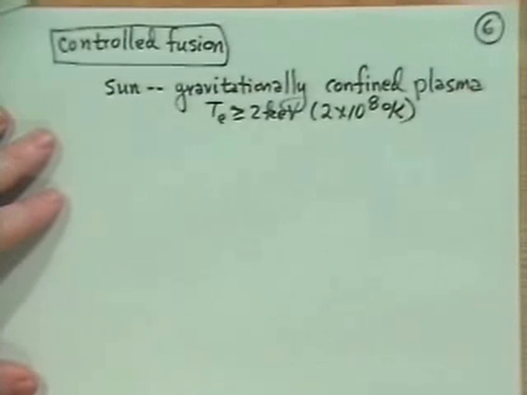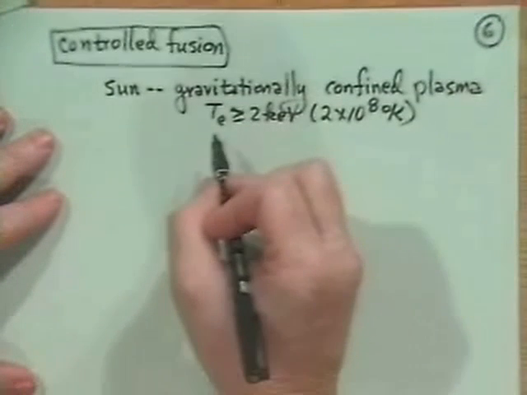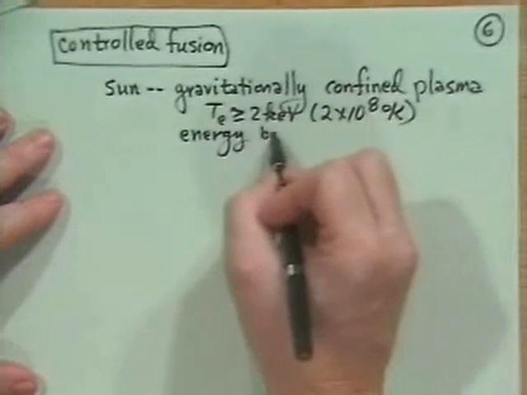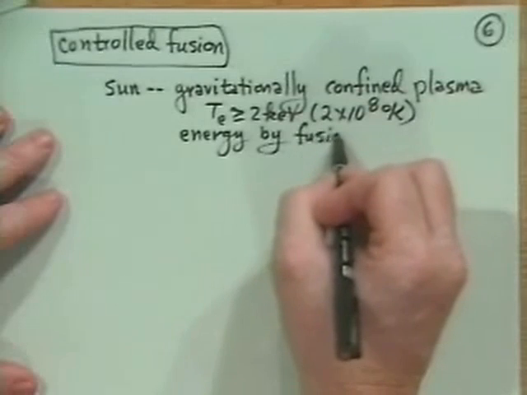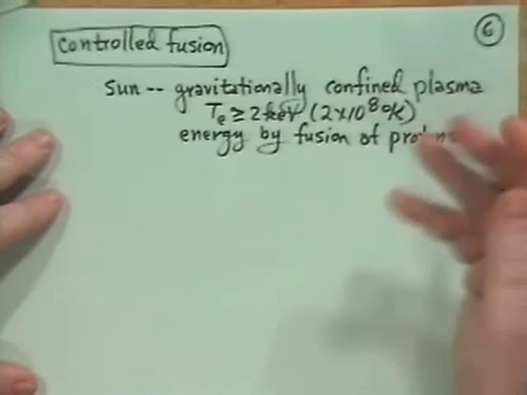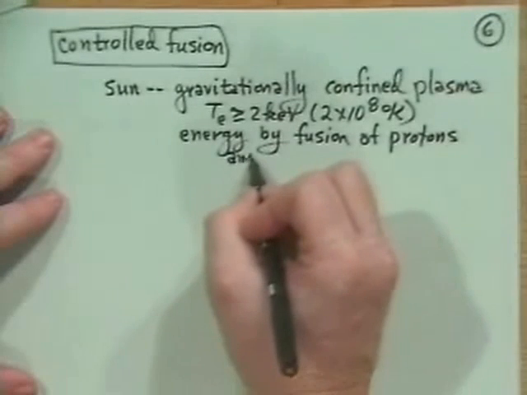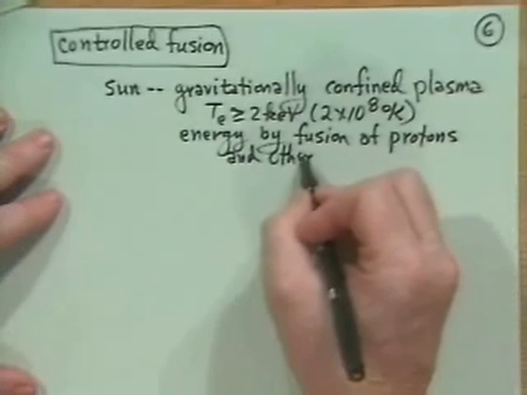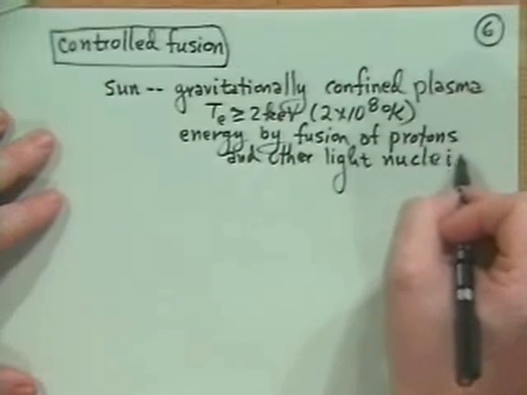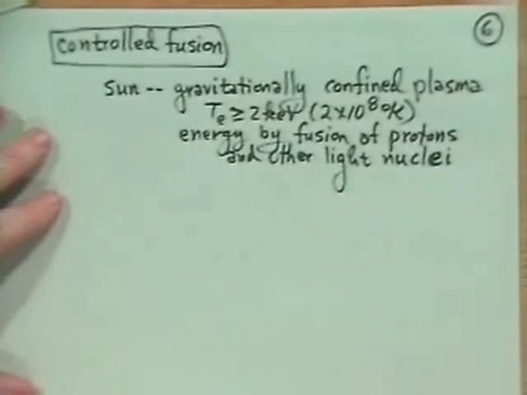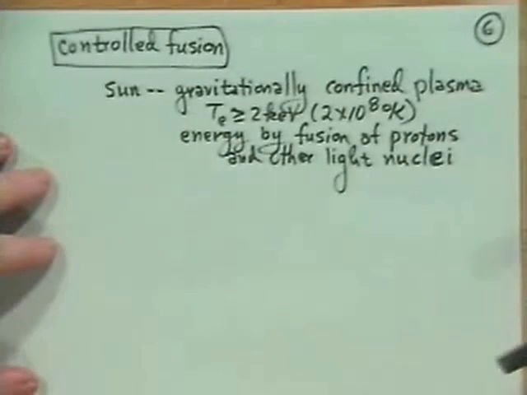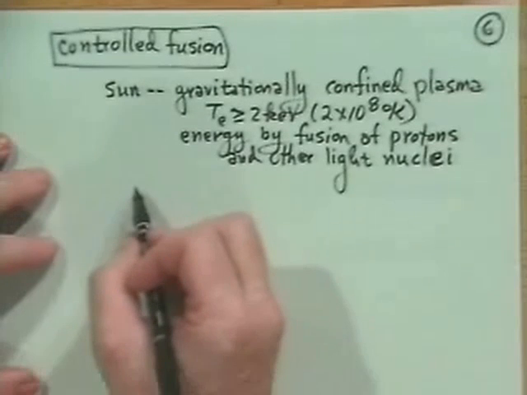And basically it runs on a hydrogen or proton cycle. Its energy is gotten by fusion of basically protons and other light nuclei, but mainly protons, it so turns out. Now, the problem, of course, is that we'd like an energy source, and that's what controlled fusion is all about. So let me mention just the nuclear processes going on here.